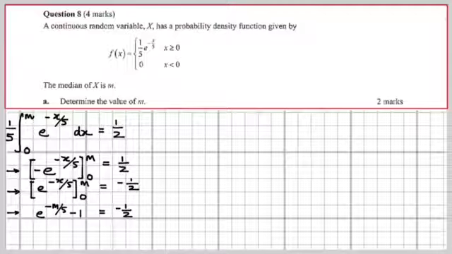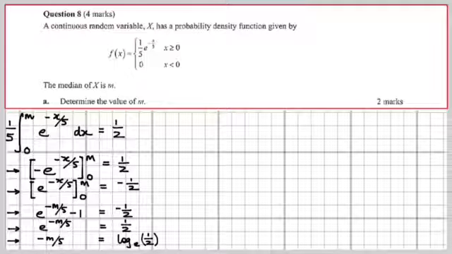So basically we've got e to the minus m over 5 minus e to the 0, okay? Now that's going to be 1. So e to the minus m over 5 minus 1 is minus a half. Now just rearrange. We've got e to the minus m over 5 equals plus a half. Now we better take the log of both sides base e to get that m where we want it. So therefore minus m over 5 is going to be log of a half.